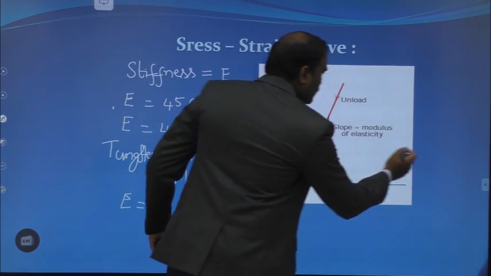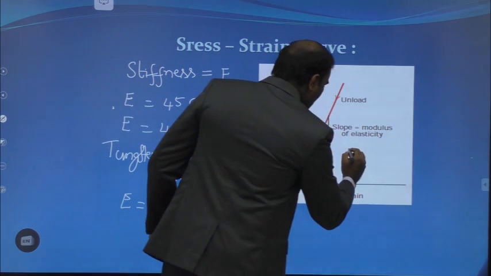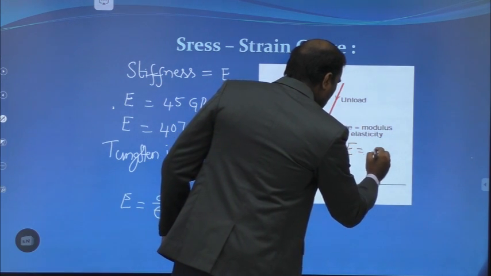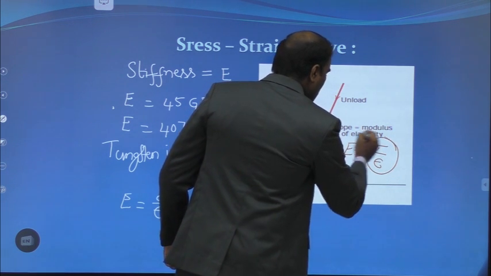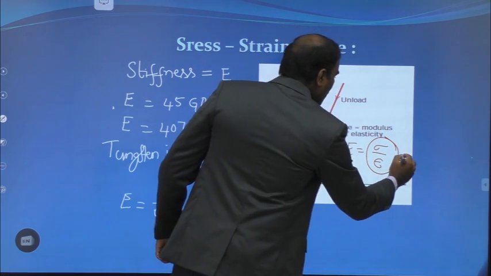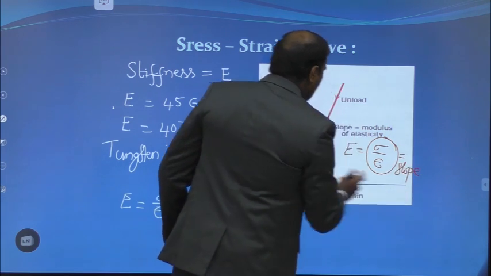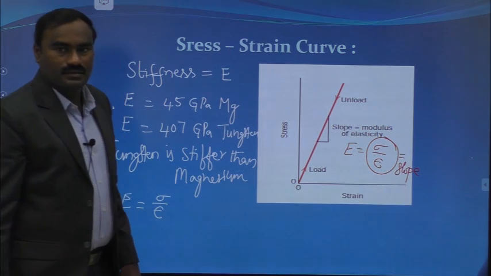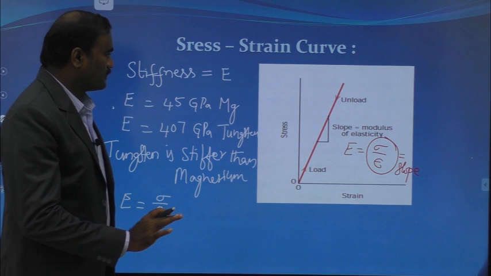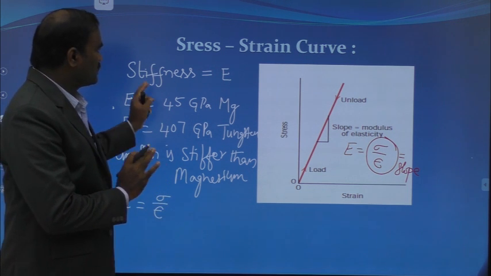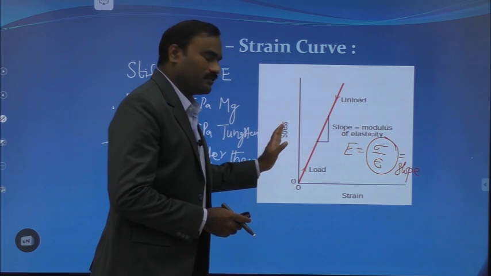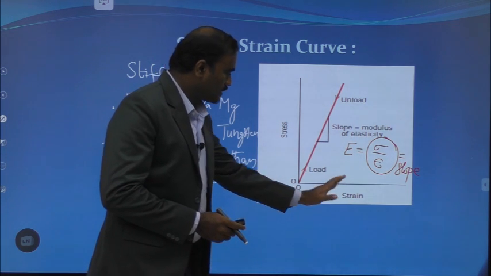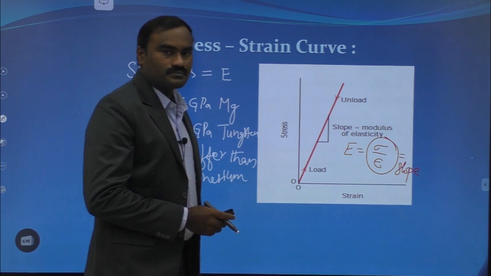So the modulus of elasticity is equal to sigma by epsilon. The sigma by epsilon is nothing but the slope of this stress strain curve. What we have seen about this stress strain curve up to now is, from Hooke's law, within the elastic limit stress is directly proportional to the strain.